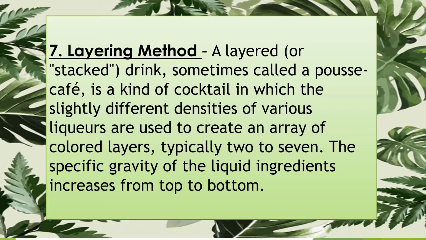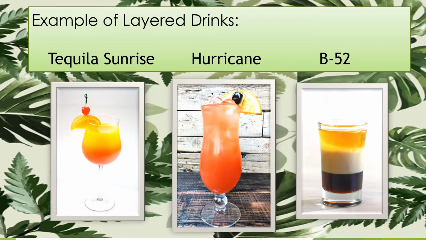Layering method. A layered or stacked drink, sometimes called a pousse café, is a kind of cocktail in which the slightly different densities of various liquors are used to create an array of colored layers, typically 2 to 7. The specific gravity of the liquid ingredients increases from top to bottom. Examples of layered drinks: Tequila Sunrise, Hurricane, B52.